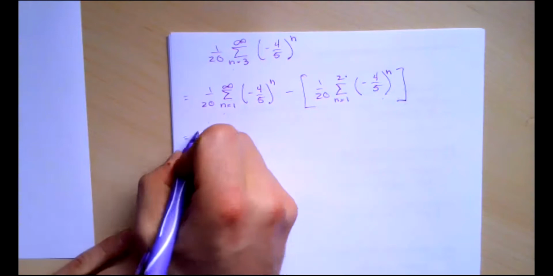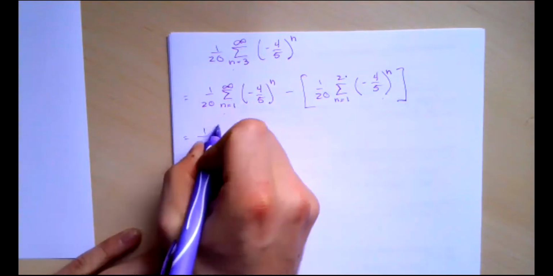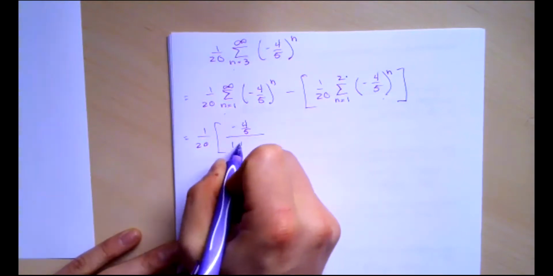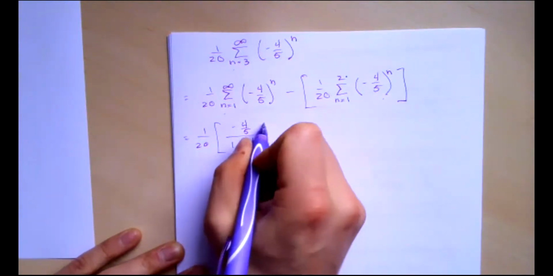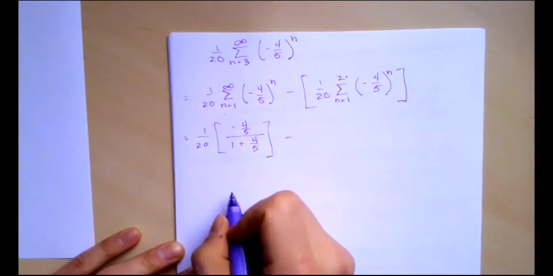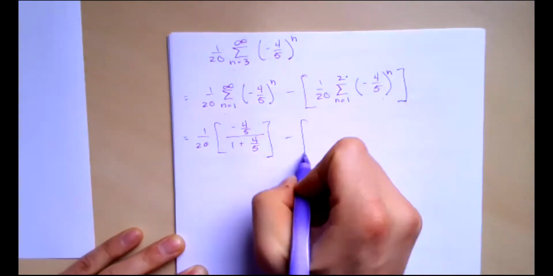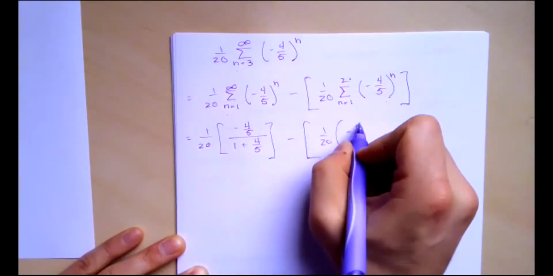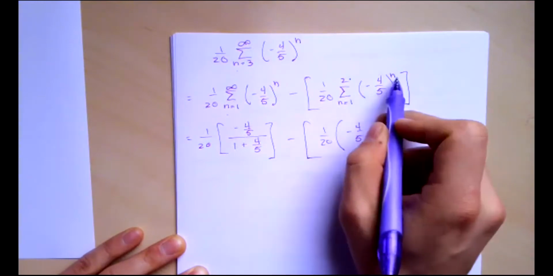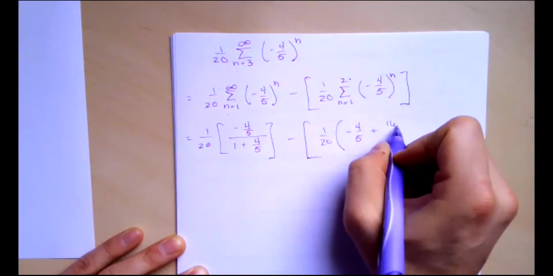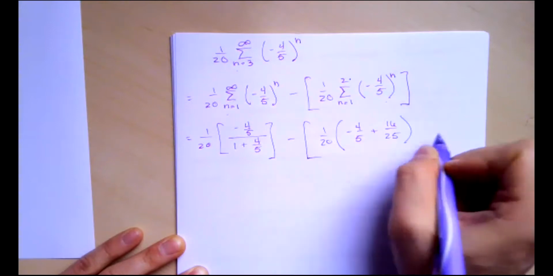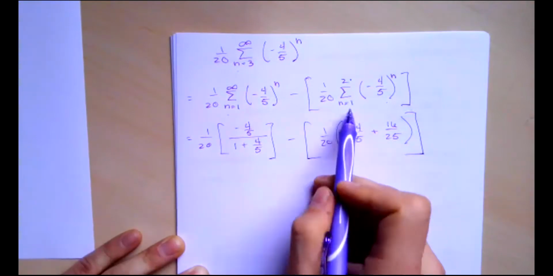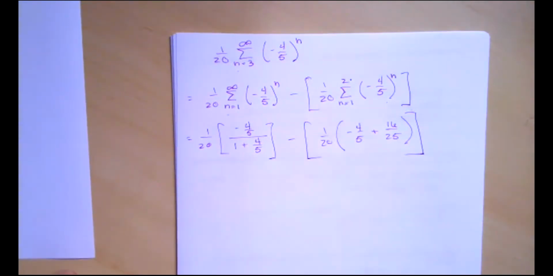We can now use the formula for this piece. And of course, we still get our minus 4/5 over 1 plus 4/5. And now you can just compute these by hand. So what is it going to be? It's going to be 1 over 20. When n is equal to 1, we'll have minus 4/5. When n is equal to 2, we'll have 16 over 25. Since there's only 2 terms there, we can just add those and write out explicitly what that sum means.